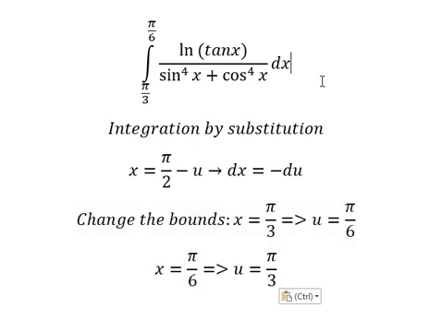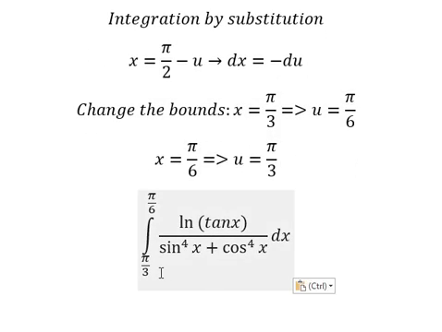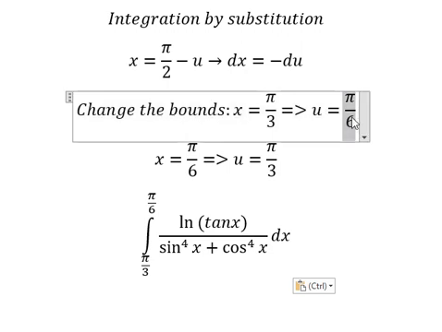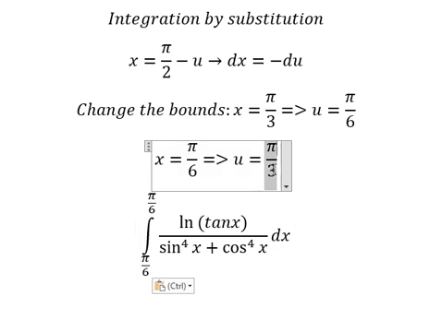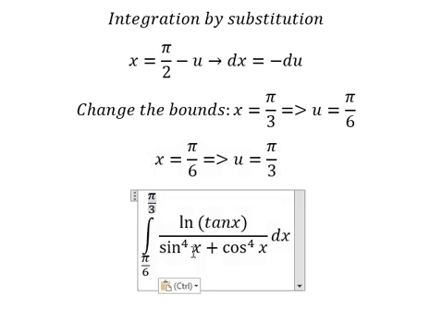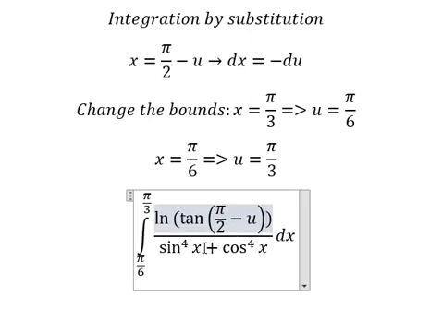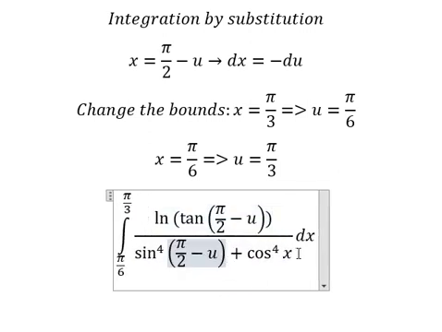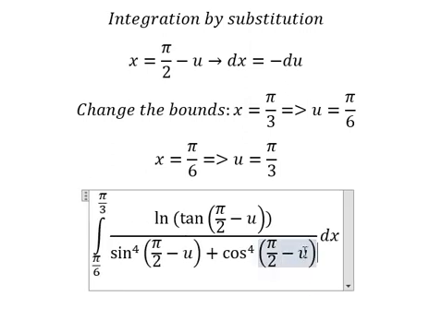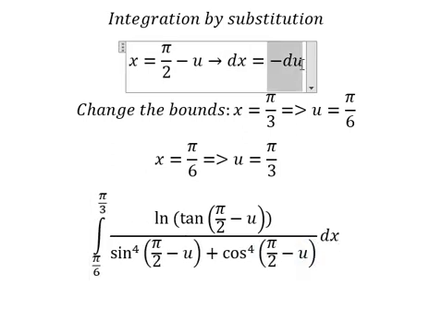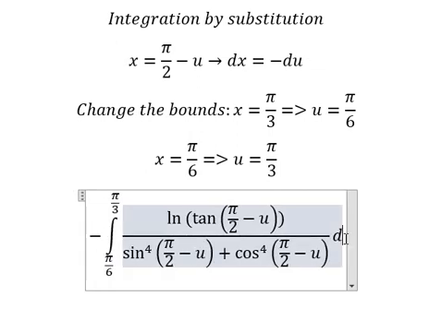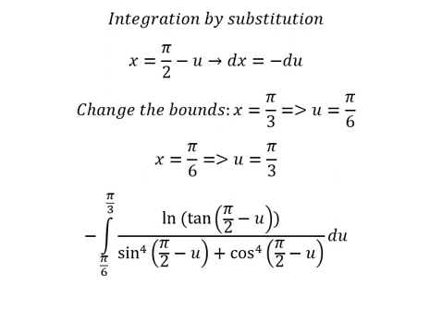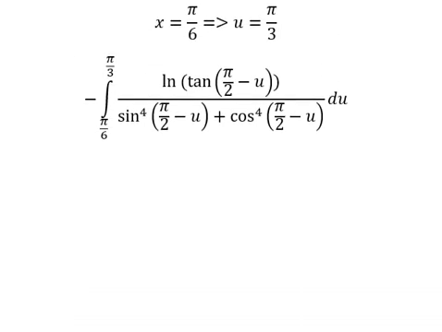Similar for the second one. B over 3 we change for b over 6. B over 6 we change for b over 3. X we change for this one. The dx we change for negative du. So we have the formula in here.